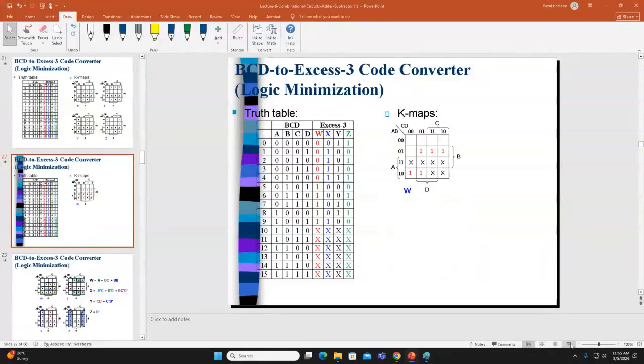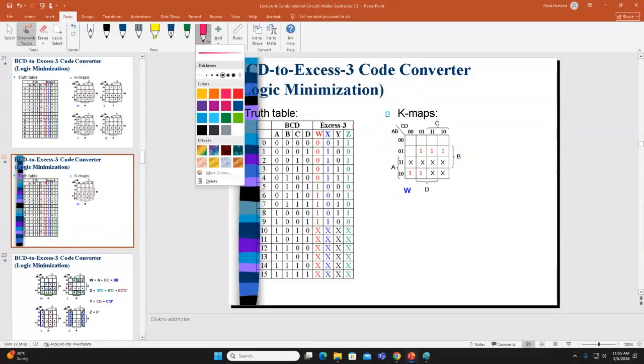Now what we are going to do, we are only solving for W. So please remember, if you draw the K-map, this is very important. I need your attention here. And this is a very important question in the exam. So basically what I'm going to do is I'm now using the red color.